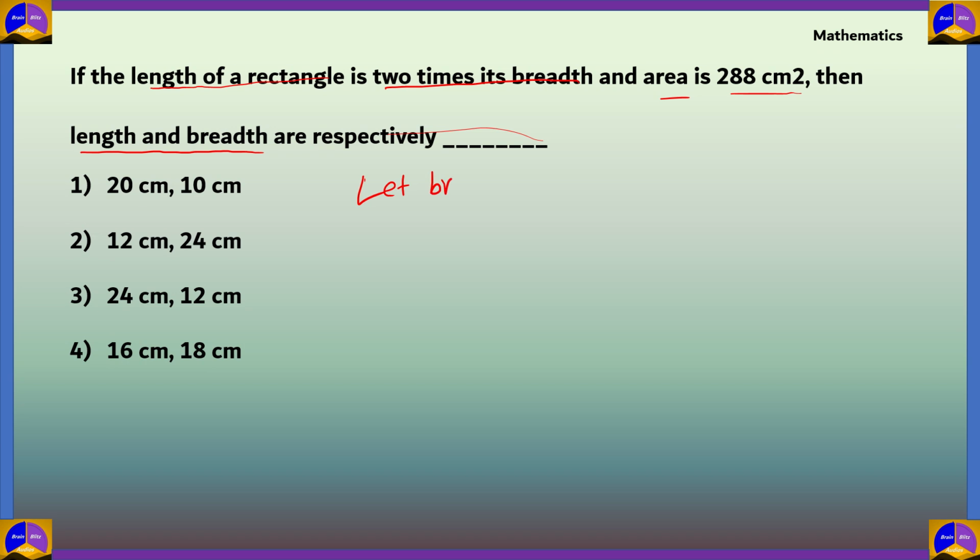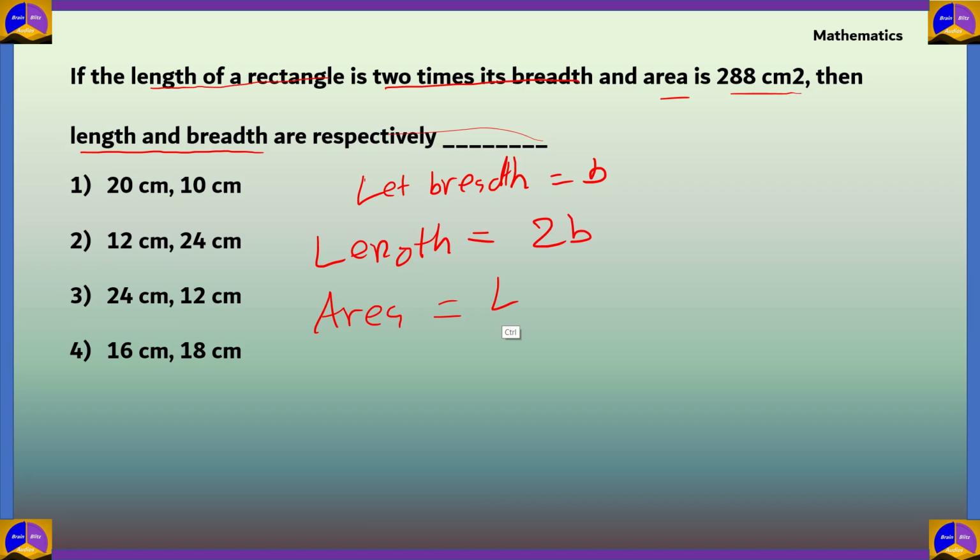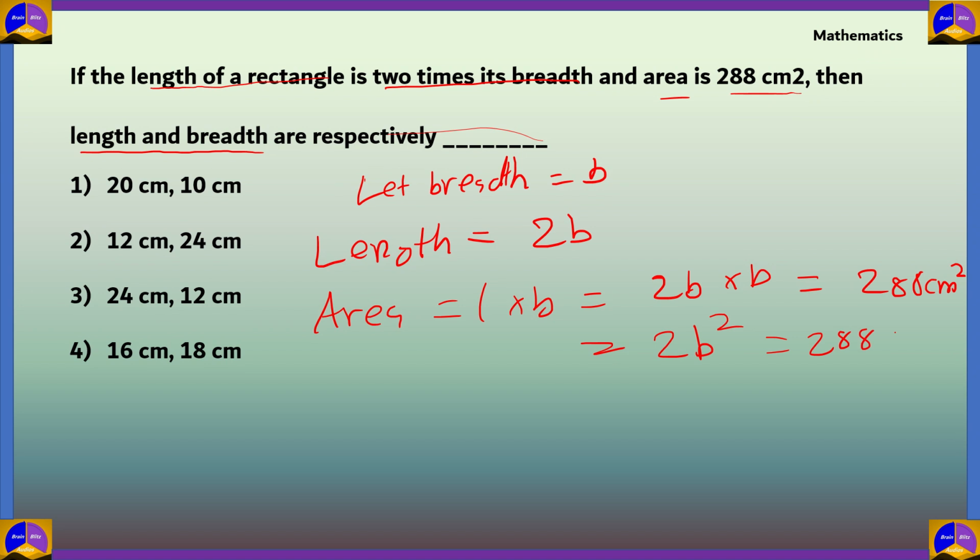Now, let breadth be equal to B. According to the first statement, the length of a rectangle is 2 times its breadth. So length would be equal to 2B. Now, the area of a rectangle is equal to length times breadth. We can replace the values, 2B into B. It's also given in the question that the area is 288 centimeters square. So 2B into B is 2B square, which would be equal to 288 centimeters square.